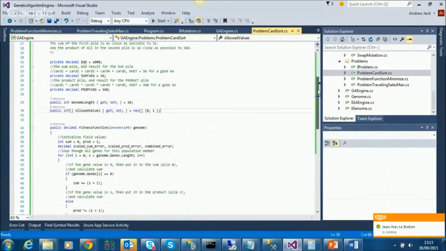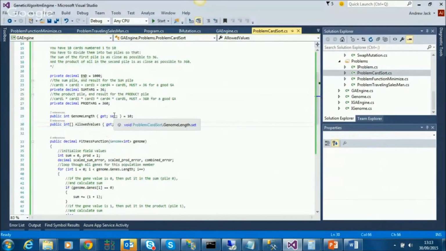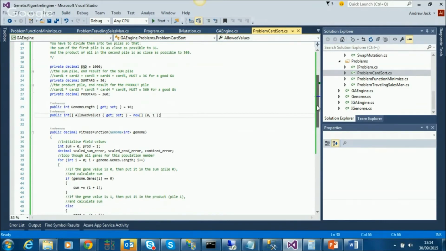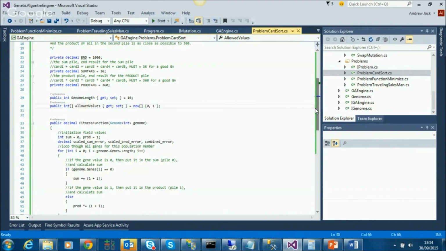So the genome length we're saying is 10, so there's 10 cards. The fitness criteria for this solution, sorry, I didn't mention that, is that the first pile of cards we want to be as close to 36 as possible. So the sum pile we want to be close to 36. The multiplication pile we want to be close to 360. So we want the first one to equal 36, the second one to equal 360.